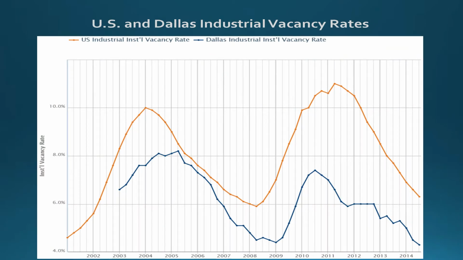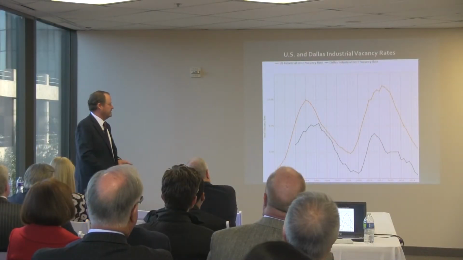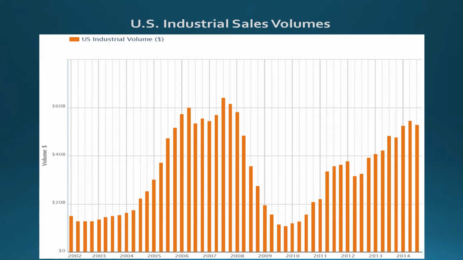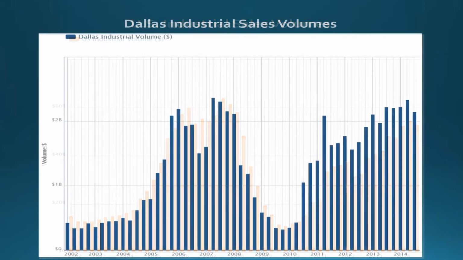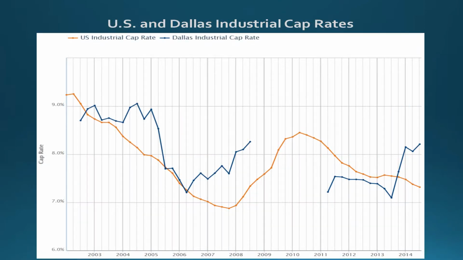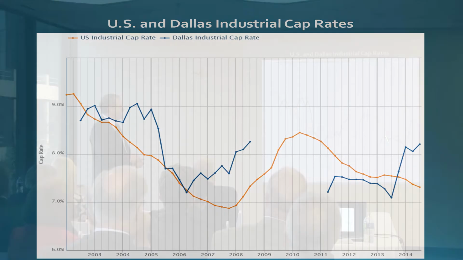So these are vacancy rates in the U.S., orange. They've come down rapidly. Same with Dallas-Fort Worth, blue. These are sales volumes. They're almost where they were in the prior peak. This is Dallas-Fort Worth. They're pretty much at where they were in the prior peak. These are cap rates, both U.S. orange and Dallas blue. Once again, you see a break.